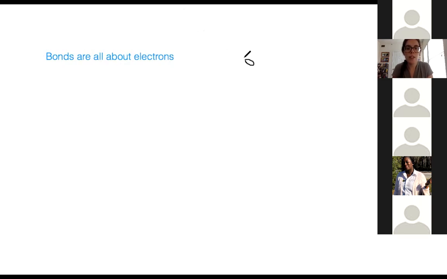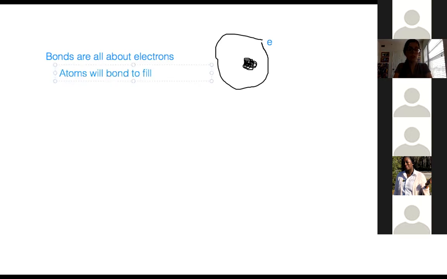Okay, so if we have the nucleus here of an atom, inside the nucleus are going to be our protons and our neutrons. And around the outside, those are going to be our electrons, right? We've got the electrons floating around the outside here. And when 2 atoms get close to each other, the first things that interact are the electrons. Okay, and so atoms will bond to fill their outer shell of electrons. That's the rule you need to keep in mind. Atoms are going to bond with other atoms until they have a full outer shell.